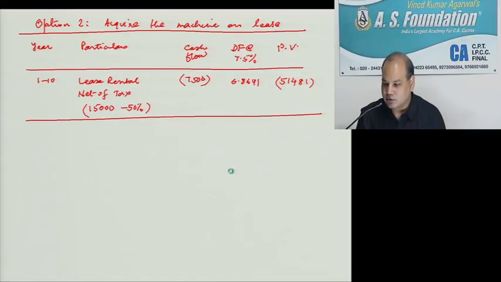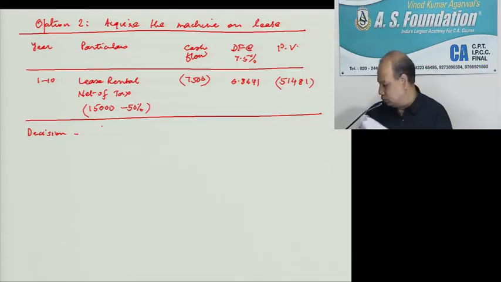Compare the two answers. The answer is obvious. Lease is very much lower as compared to the loan option. So write the decision. The company should acquire the machine on lease because the present value of cash outflow is lower.